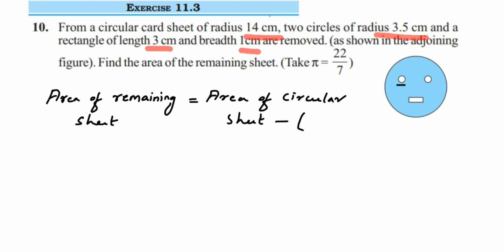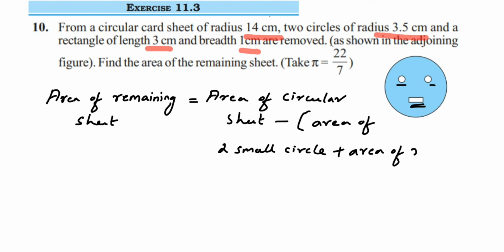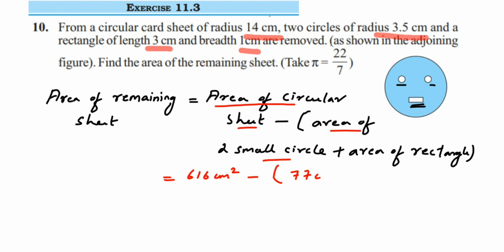So in the bracket I'll write down area of two small circles plus the area of this rectangle. So area of rectangle. Okay, so let's substitute the values here. So this is equal to, area of the circular sheet we got as 616 centimeter square minus, area of two small circles we got as 77 centimeter square plus area of rectangle is 3 centimeter square.